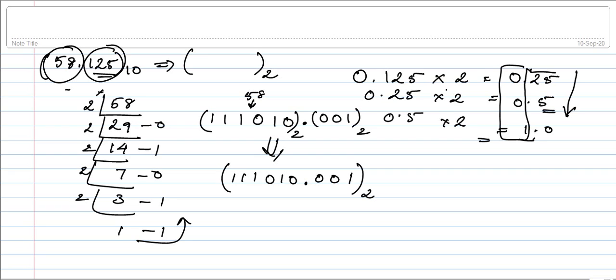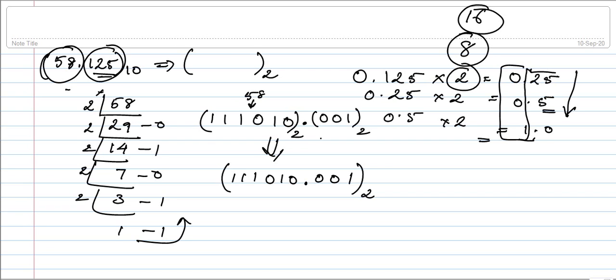This rule applies if you want to convert into octal. Instead of 2, you are going to multiply it with 8. If you want to convert into hexadecimal, instead of 8, you are going to multiply it with 16. That's all the procedure. It remains the same.